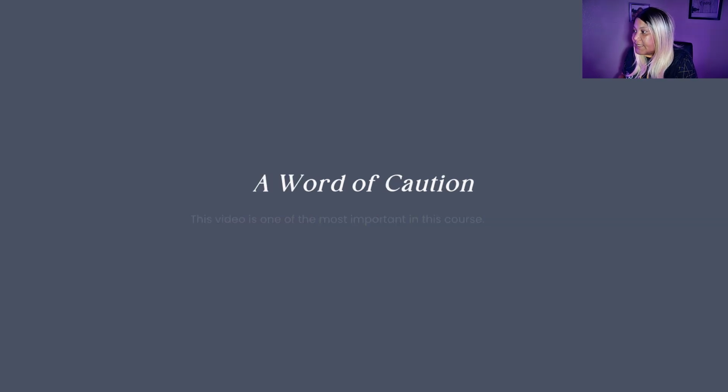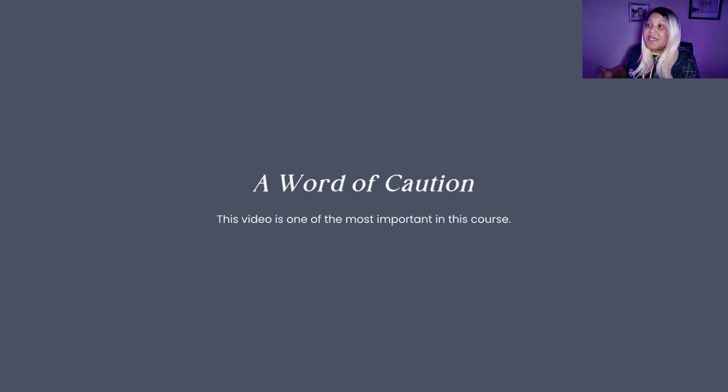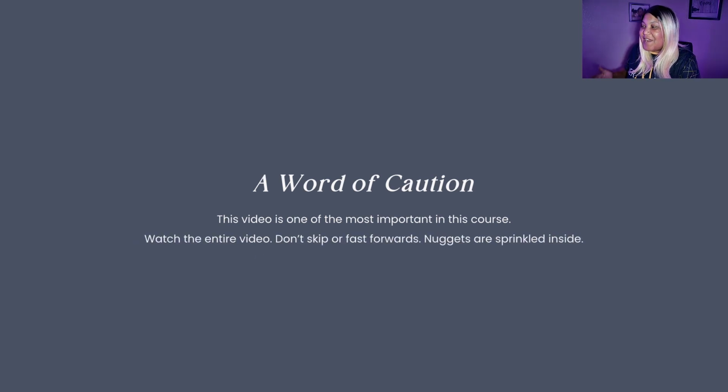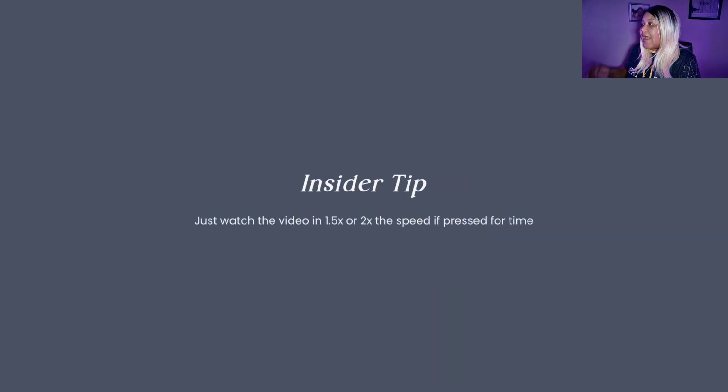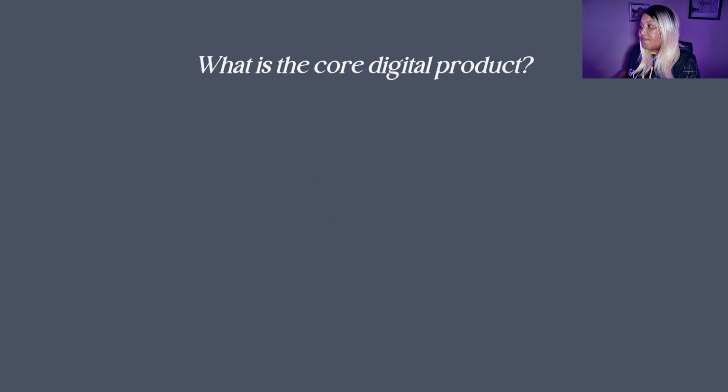And a word of caution, this video is one of the most important videos in the course because this is outlining the core digital product itself. I mean, it doesn't get more serious than that, right? Watch the entire video. Don't skip or fast forward. I tend to drop nuggets just in general conversation, and they are unintentional. My analogies be off the chain sometimes, so I need you to not skip a thing. An insider tip for you: I speak fast as it is. I be tripping up over my words because I talk so fast. But if you are pressed for time and I'm not speaking fast enough, go ahead and 1.5 to 2x the speed of the video. I'd rather you go faster through the video than skip or fast forward parts of it.